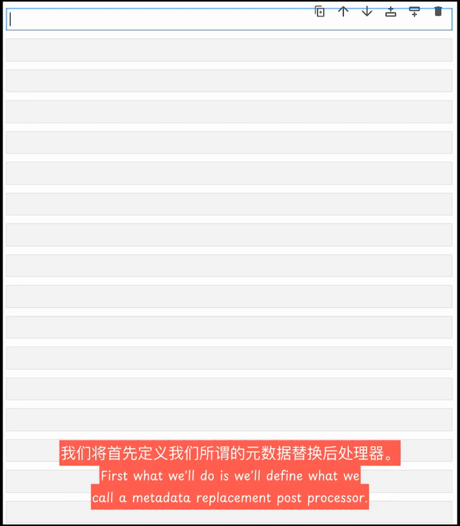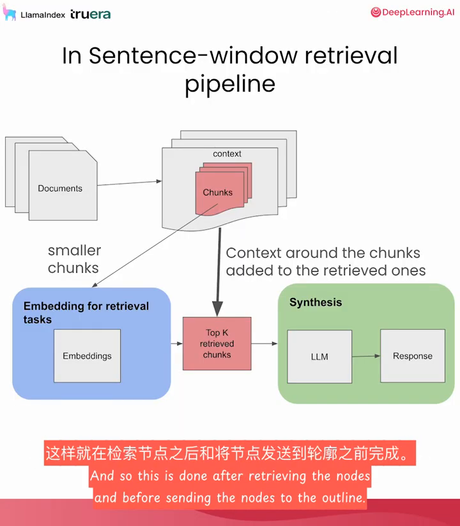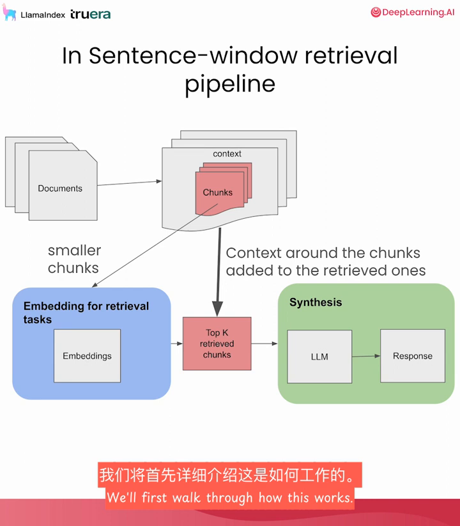First, what we'll do is define what we call a metadata replacement postprocessor. This takes a value stored in the metadata and replaces the node text with that value. And so this is done after retrieving the nodes and before sending the nodes to the LLM. We'll first walk through how this works.